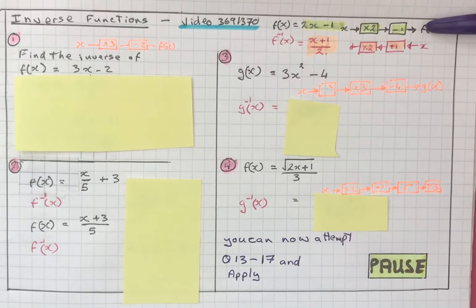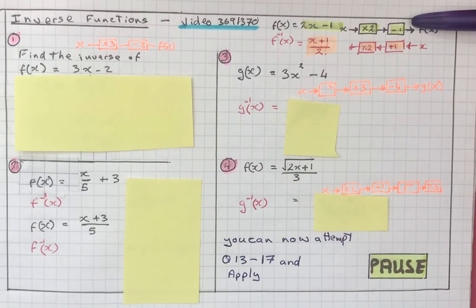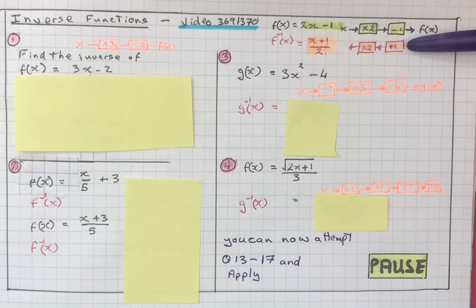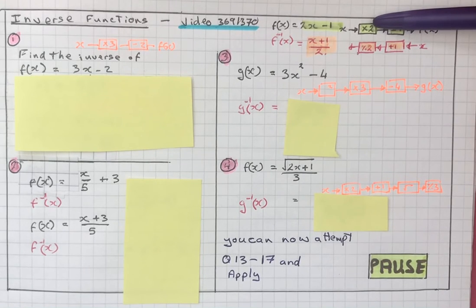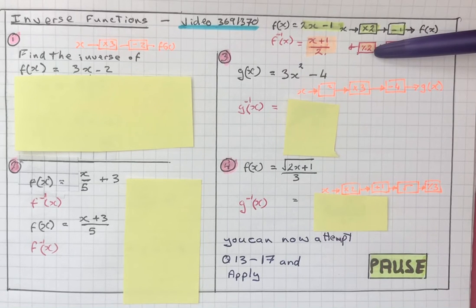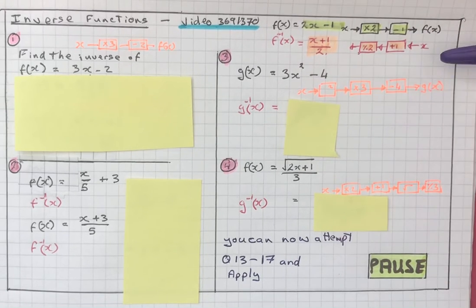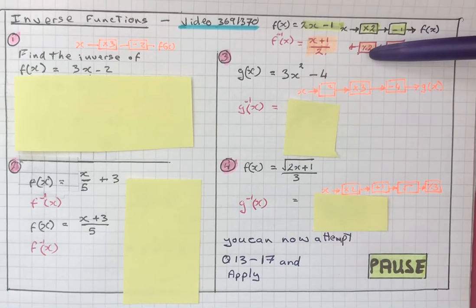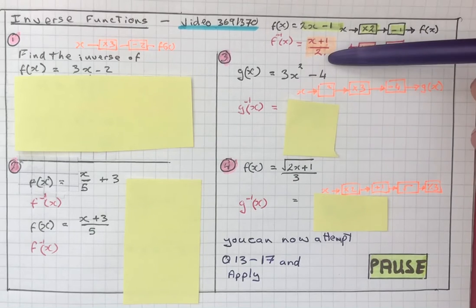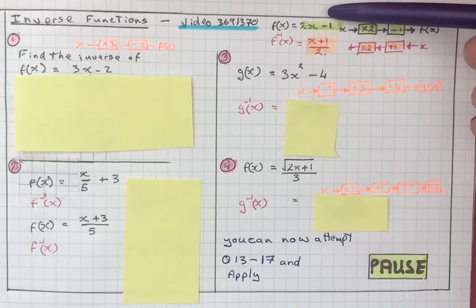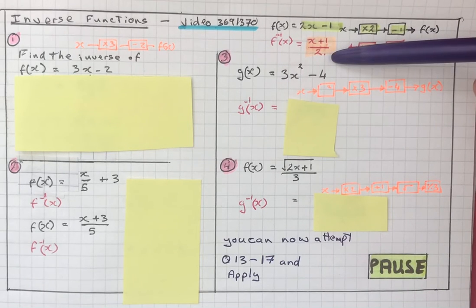Now, if we were to work backwards, the last thing we did was take away 1, so we're going to add 1. The first thing we did was times by 2, so we're going to divide by 2. So in order to find the inverse function, we take the x, we add 1, and we divide the whole thing by 2. And there's my inverse function.